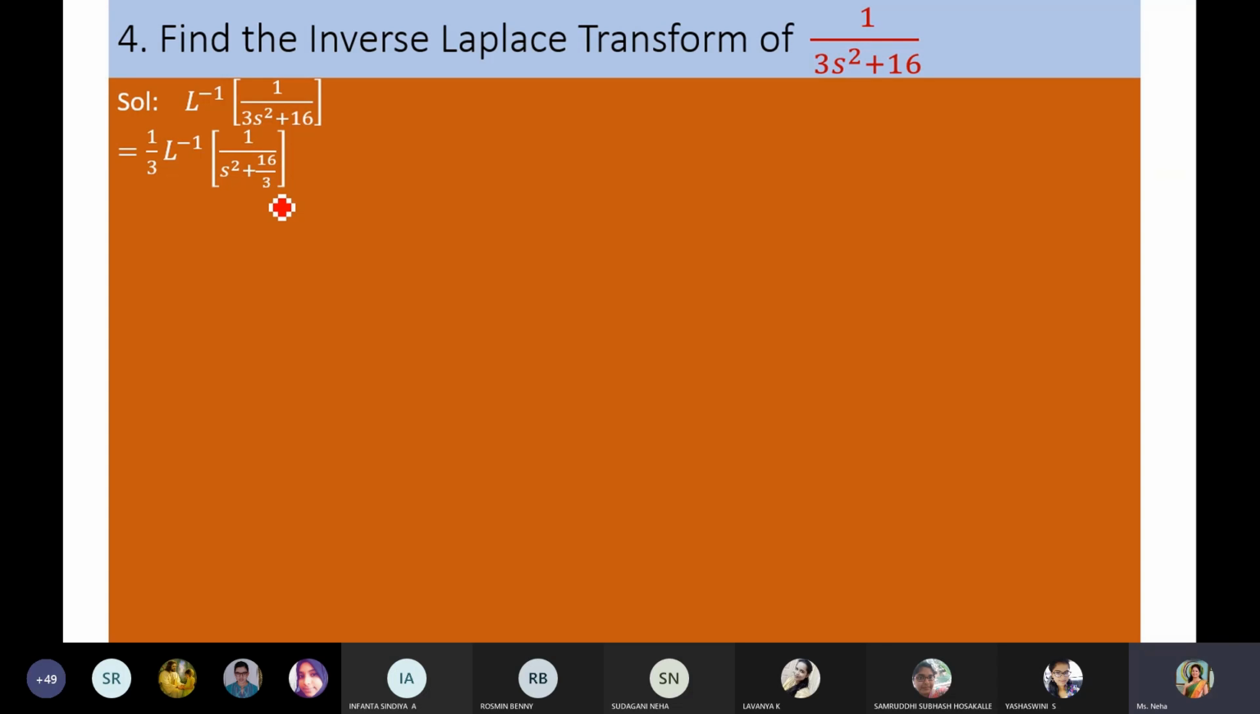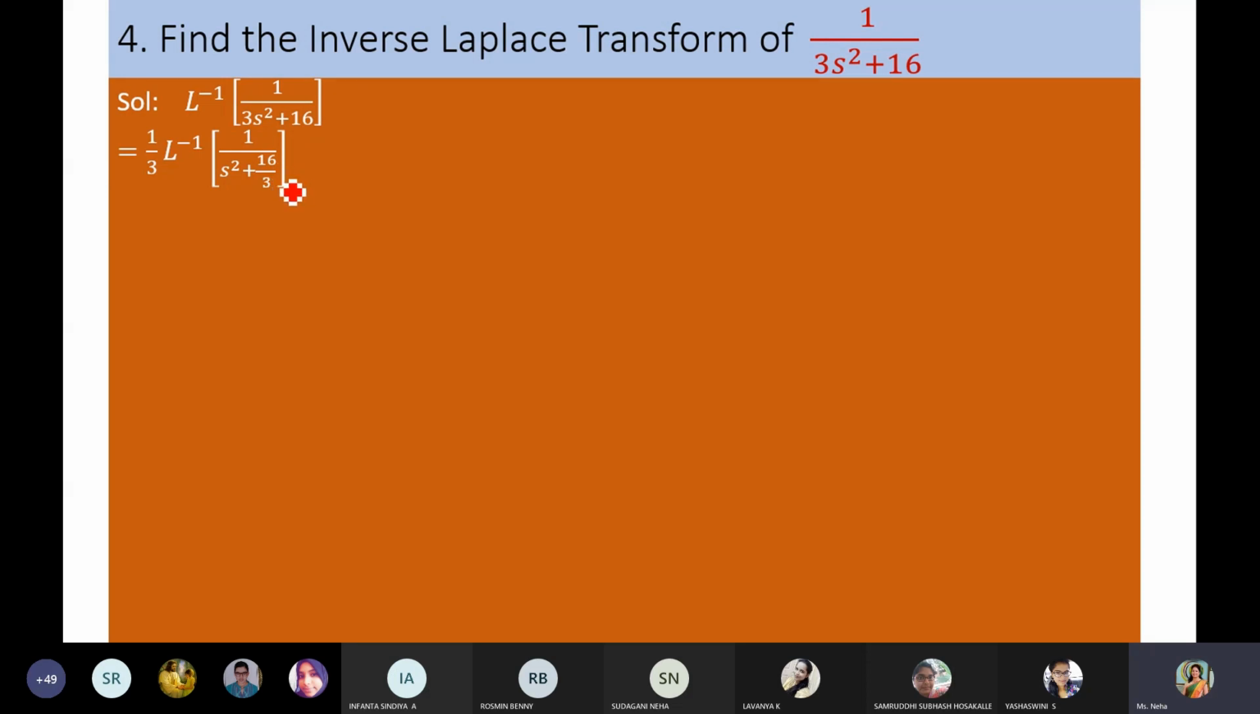Now you look at the numerator. In the numerator we have a number, so it will be the Laplace inverse of sine. But for the sine, what number should be written here? Because this is s square plus a square, what is the value of your a here? 4 by root 3. 16 by 3 is the square of 4 by root 3.